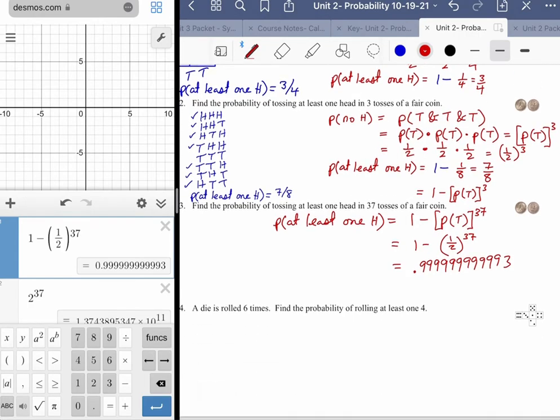So then a die is rolled 6 times. Find the probability of getting... Oh, sorry. A die is rolled 6 times. Find the probability of rolling at least 1 four. All right, so we change the context here a little bit.